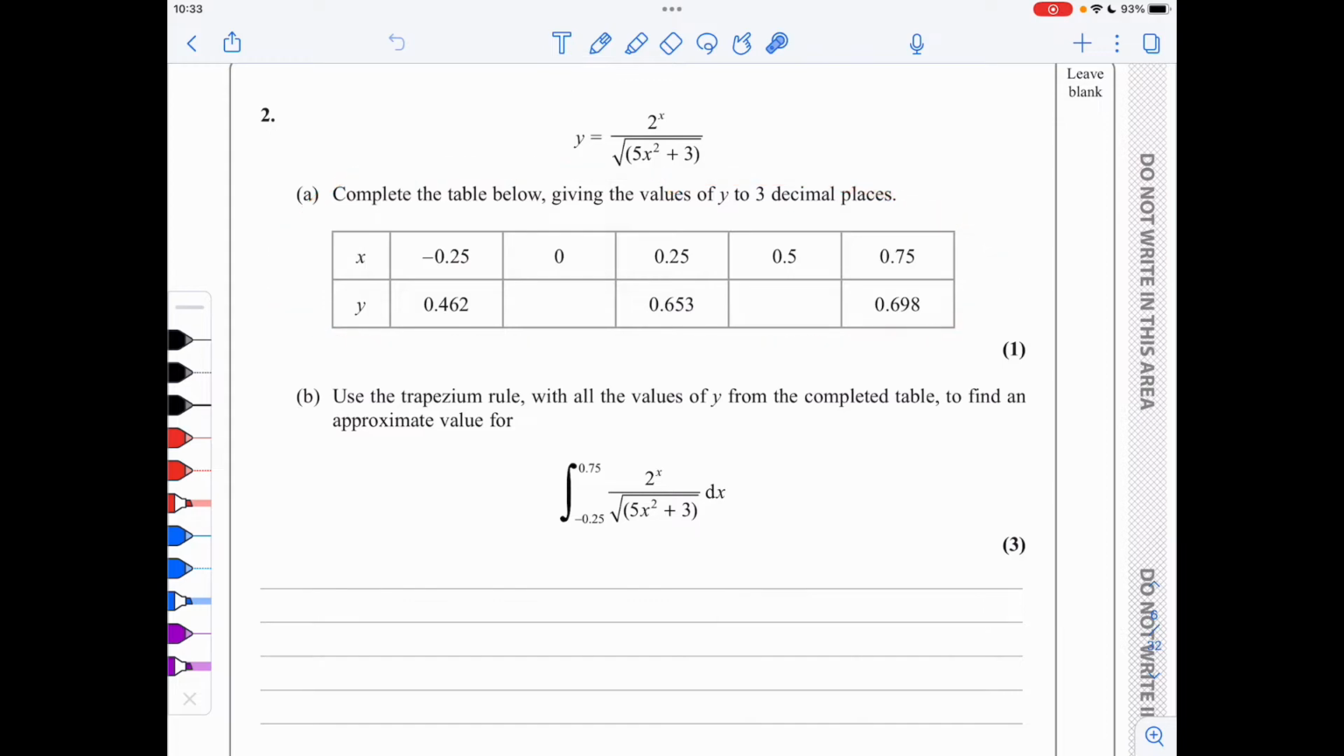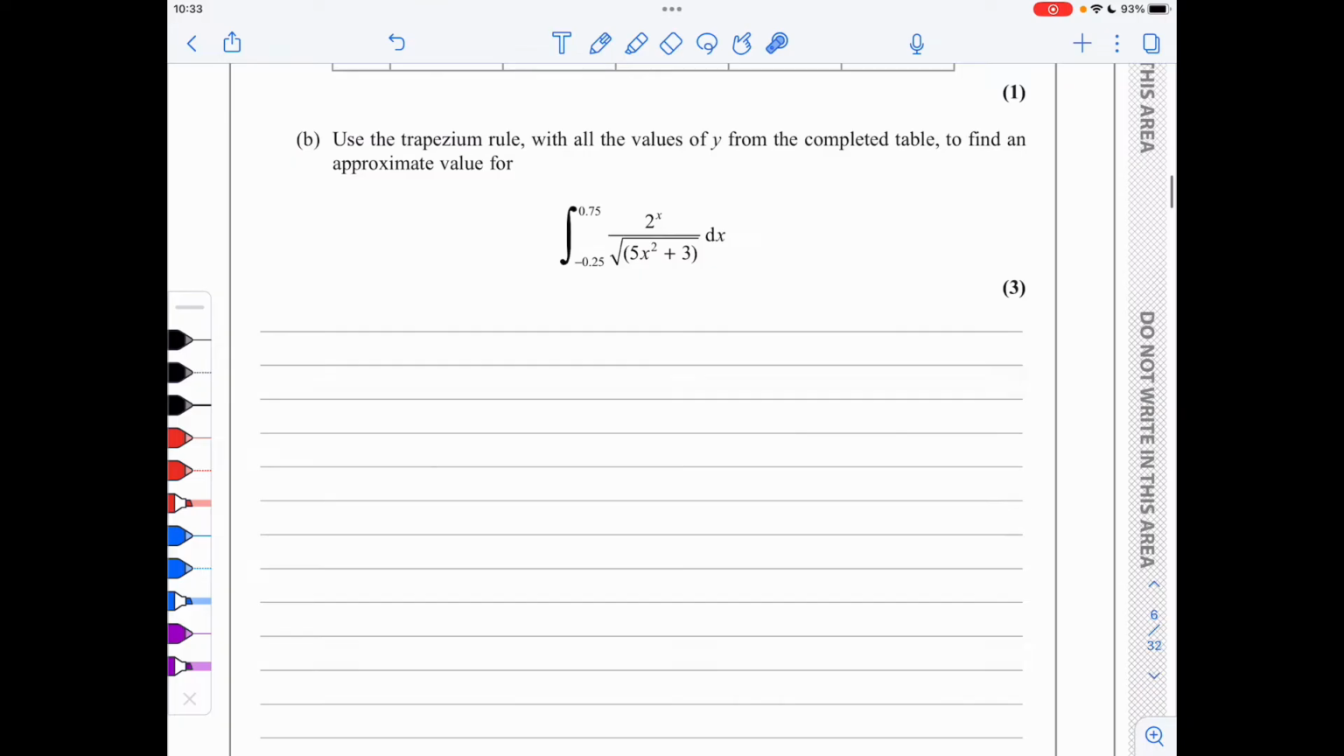So we only need to use the calculator for x is 0 and 0.5. This gives values of 0.577 and 0.686, and then use the trapezium rule with all the values of y to approximate this integral here.